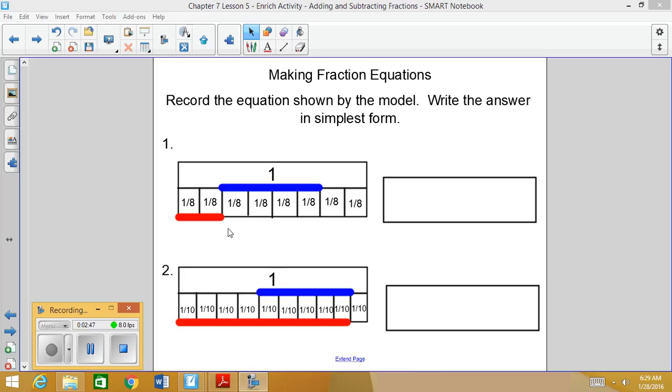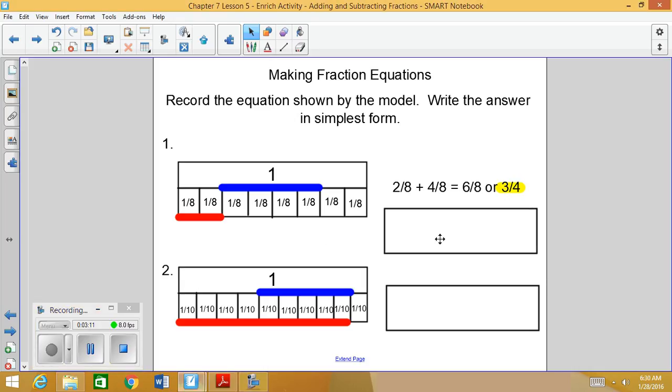Well, within this model, boys and girls, what we're doing is we are going to be adding. My red line shows a distance of 2/8, and my blue line shows a distance of 4/8. What we're going to do, boys and girls, is we are going to actually add 2/8 plus 4/8. When you add 2/8 plus 4/8, you get 6/8. Now, what you see over here, boys and girls, is my fraction equation. I have 2/8 plus 4/8 that equals 6/8.